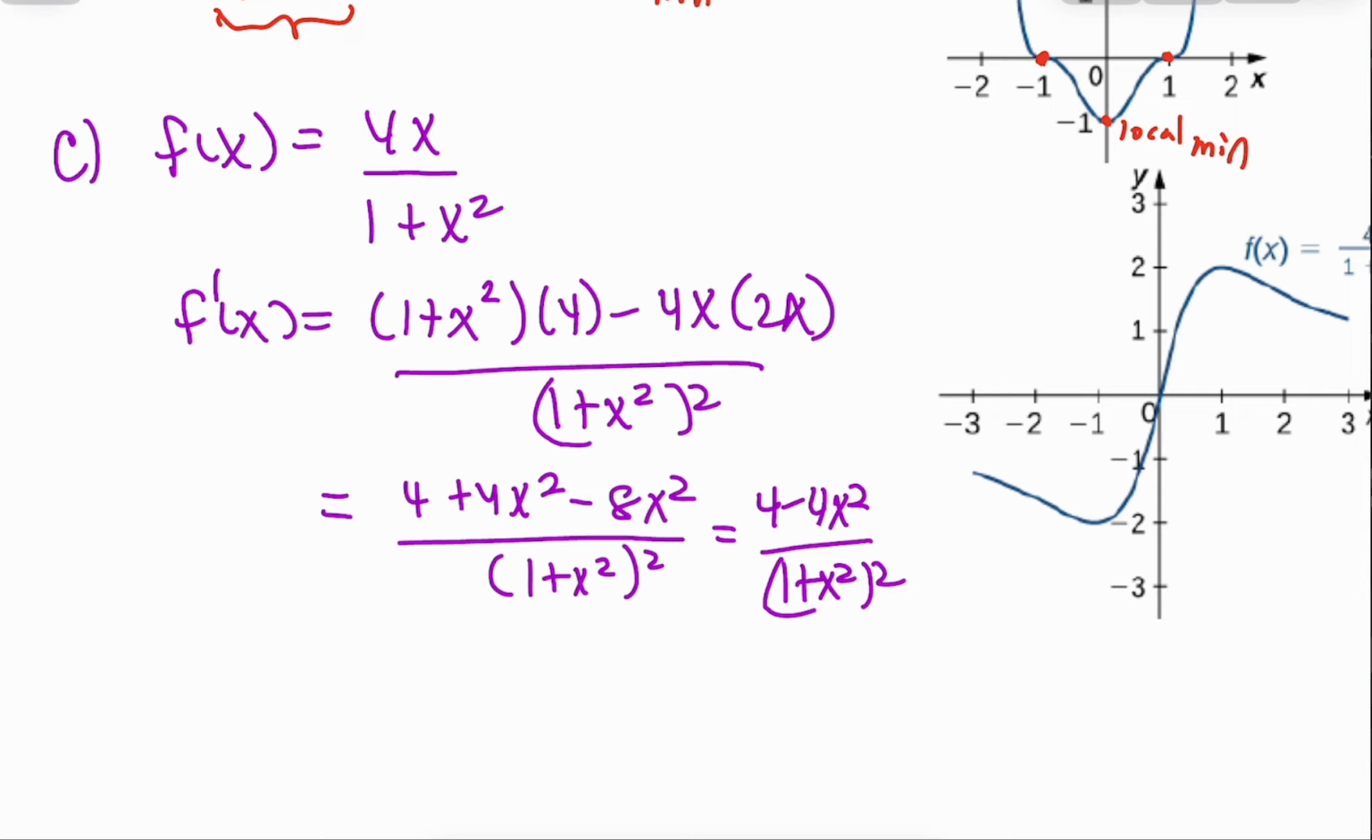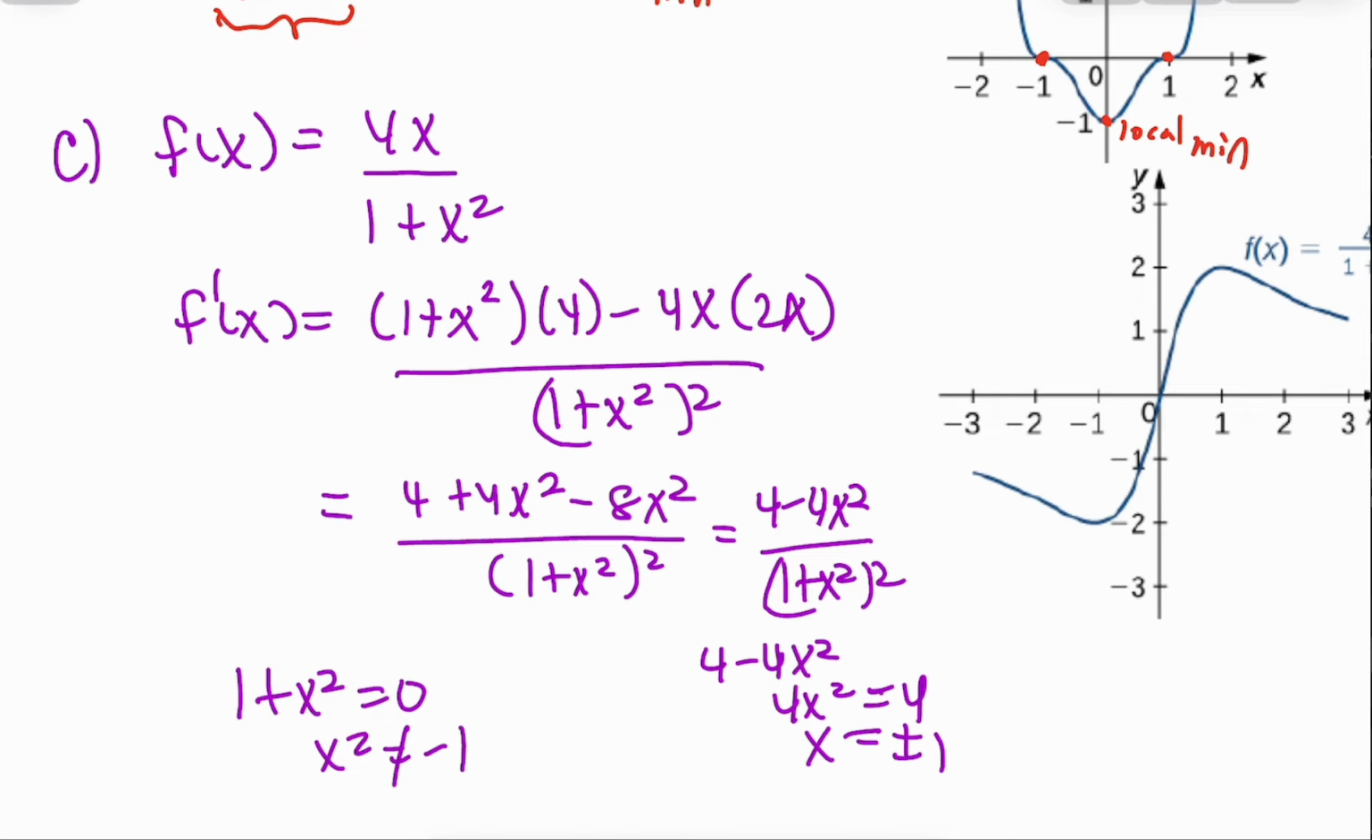Now, where are the critical points there? Well, the critical points would occur where 1 plus x squared equals 0. So x squared equals -1. Nope, that's not a problem. So that would be where it might be undefined, where the bottom equals 0. But the top equals 0. If you solve that, you get plus or minus 1.